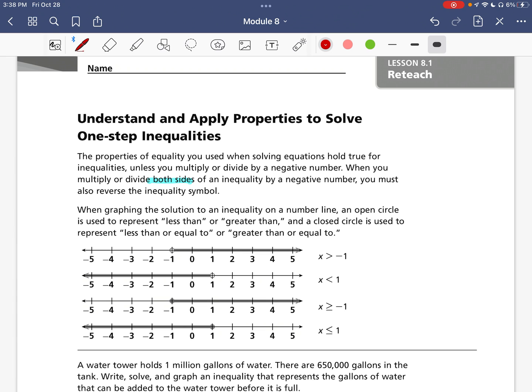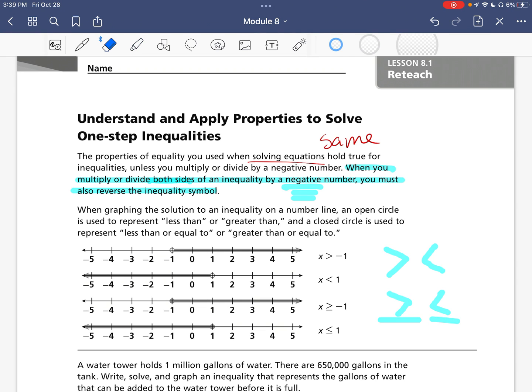So everything will be the same as with solving equations, okay? Except when we're talking about multiplying or dividing both sides of an inequality by a negative number. And when you do that, you need to reverse the inequality symbol. Okay, so if it was greater than, then you would change it to less than. If it was greater than or equal to, it would be less than or equal to, or vice versa.